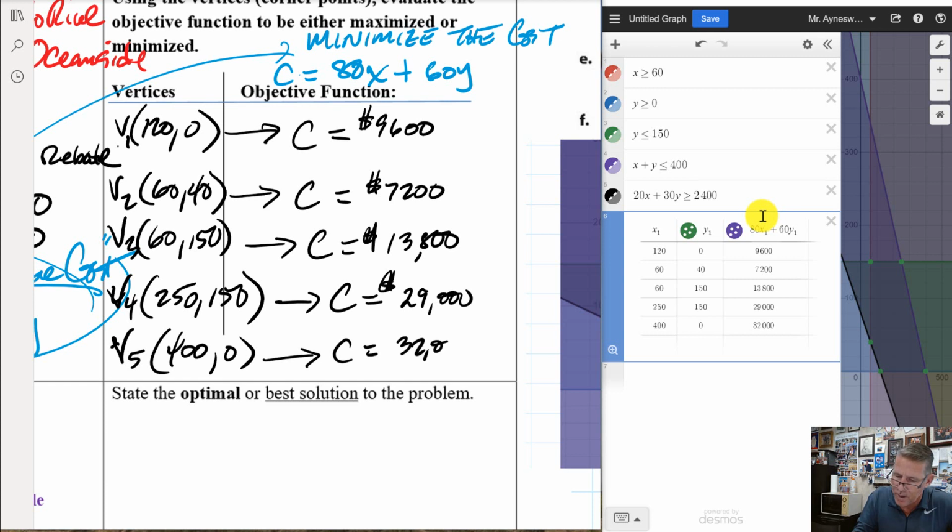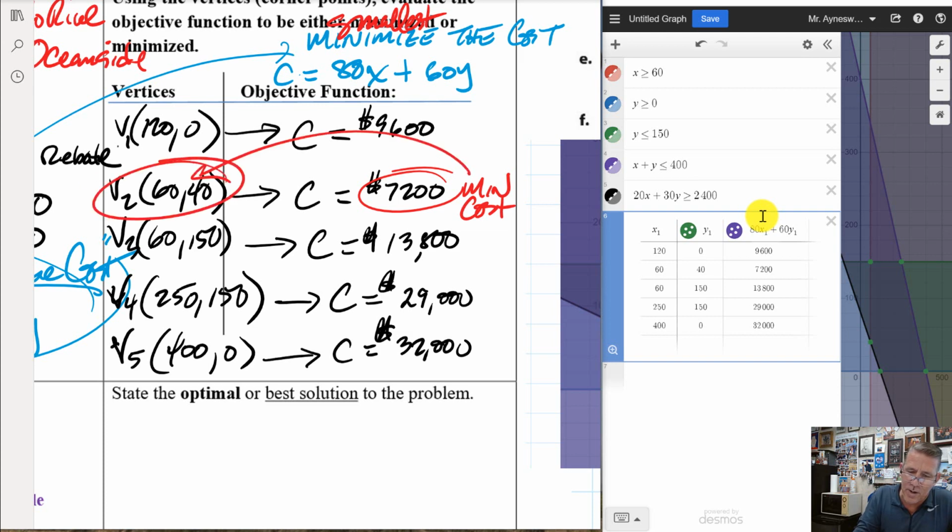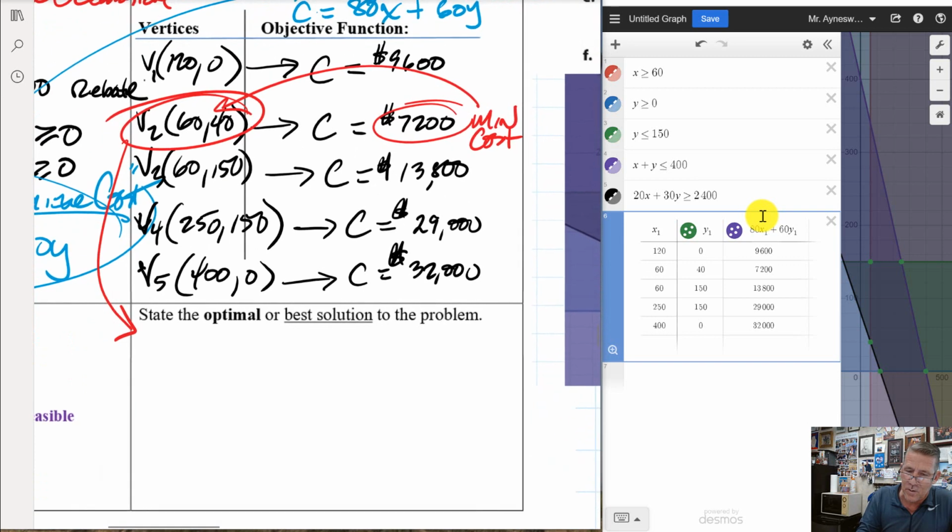And you're trying to minimize the cost. So minimize means the smallest. All right. So what is the smallest? Well, it's obviously 7,200. So there's your minimum cost. And it occurs when you do this. So you have to interpret this in your optimal solution. So what does that mean?